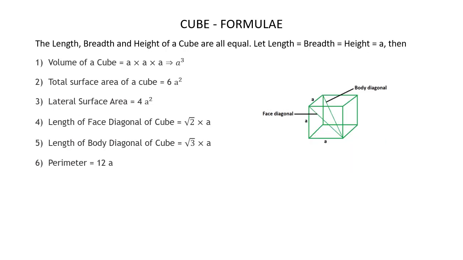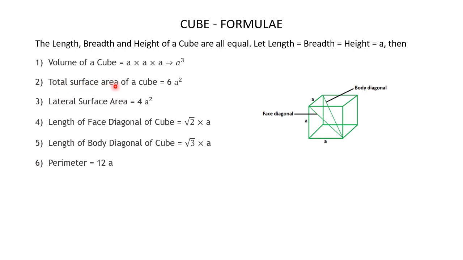Let's now learn a few formulae for cubes. Now we know that the length, breadth and height of a cube are all equal since each of the faces of a cube is a square. So let length be equal to breadth be equal to height be equal to A. Then the volume of a cube is equal to the length multiplied by breadth multiplied by height, which is nothing but A multiplied by A multiplied by A, which is A cubed. So volume of a cube is equal to A cubed.